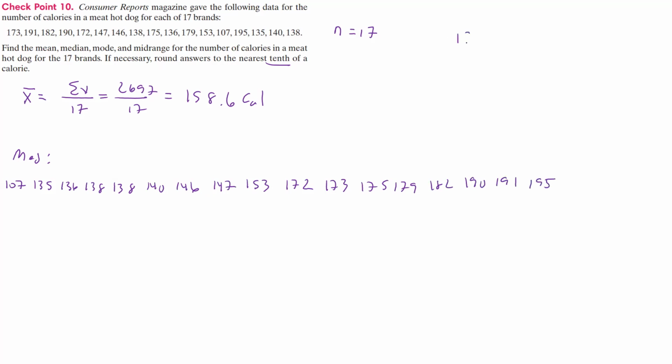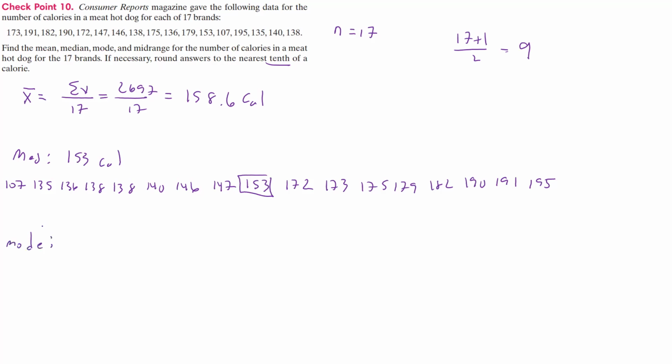Now with 17 values, that's 17 plus 1 over 2, which is 18 divided by 2. So that's going to be 9. So we just have to count in 9: 1, 2, 3, 4, 5, 6, 7, 8, 9. That's going to be our median. So the median is 153 calories.